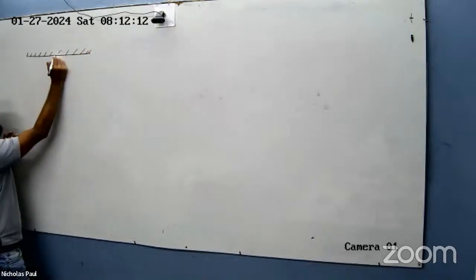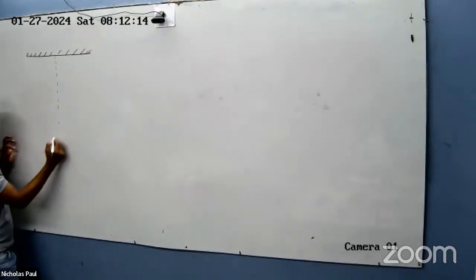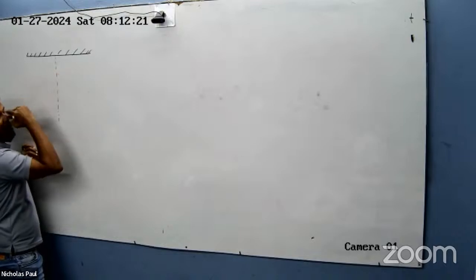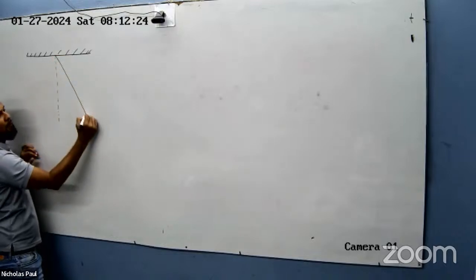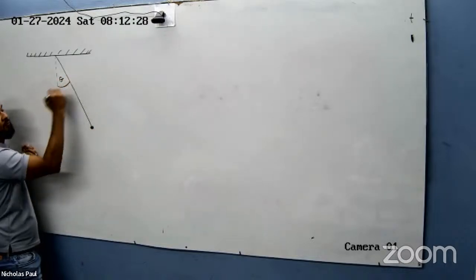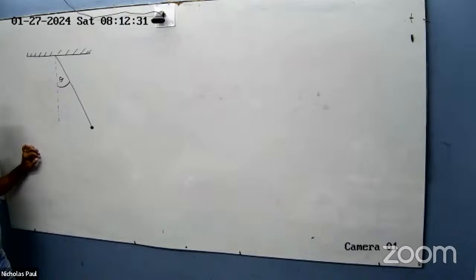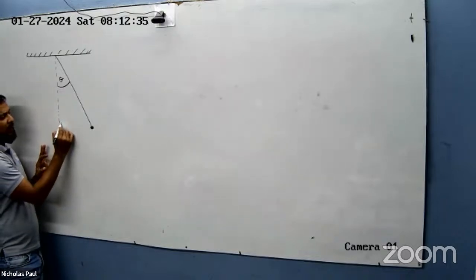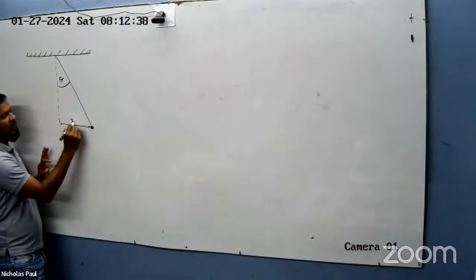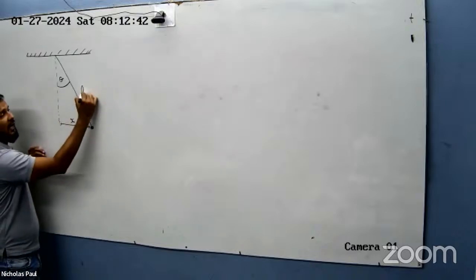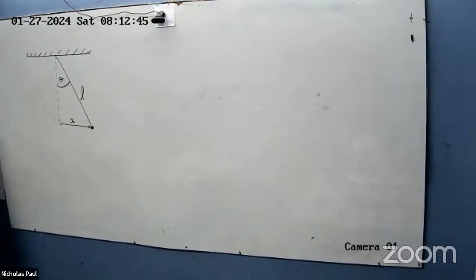Right? This here is the equilibrium position. Let's say we take the pendulum and we pull the pendulum away at an angle theta. Then what's the displacement here? The displacement is here, x. And this here is the length of the pendulum, okay?